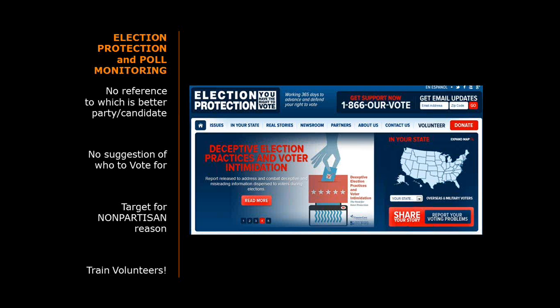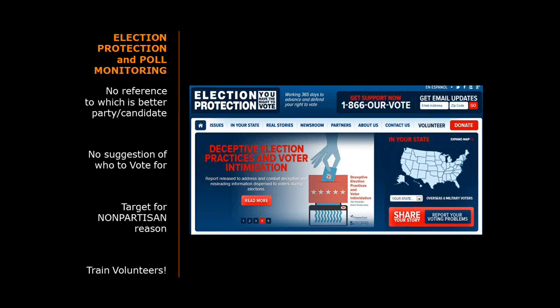Presumably your reasons for targeting are going to be things like there's a large population here that has limited English proficiency, or this is a voting site where they've had problems in the past with providing required documentation. Those are perfectly legitimate nonpartisan reasons for targeting your activities. What's not an appropriate nonpartisan reason for targeting is we want to make sure we're at this site because a lot of people who are likely to vote for a certain party or a certain candidate are going to vote there. So that's not an appropriate reason for why you choose a place to do your poll monitoring. So you want to focus on the nonpartisan reasons.